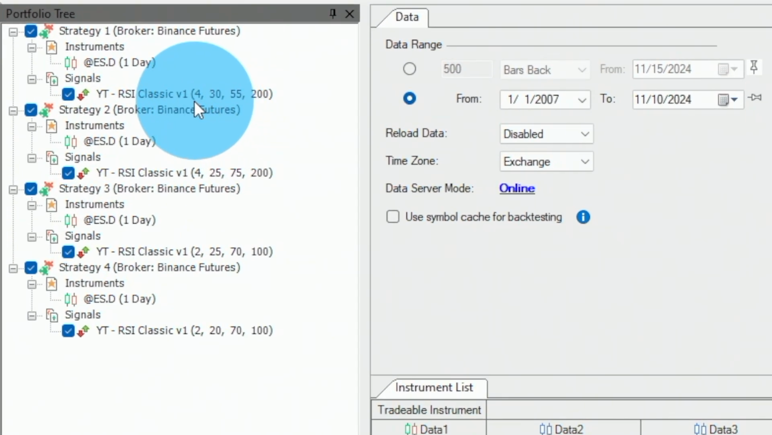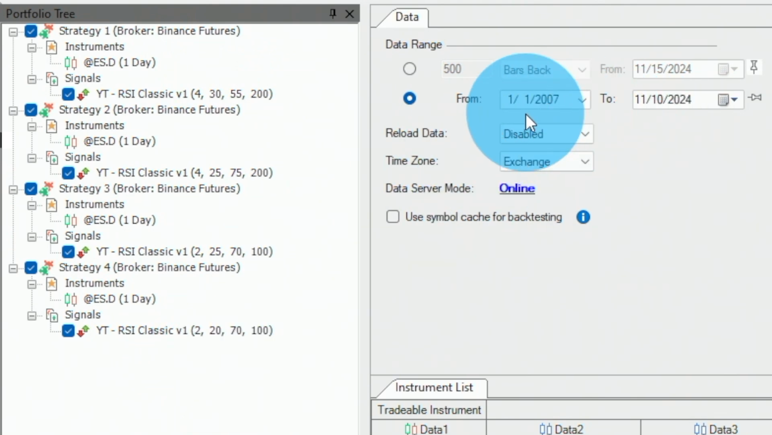So you see strategy 1, the lookback of 4: entry when the RSI 4 goes below 30, exit when it is above 55, if the price is above the 200-day moving average. Next strategy, again, if the price is above the 200-day moving average and the RSI 4 goes below 25, we enter. We exit when the RSI is above 75. Then RSI 2 with an entry below 25, exit above 70. Filter is SMA 100. And then the last one, RSI 2, entry below 20, exit above 70. Filter is the SMA 100. 4 simple strategies, no profit target, no stop loss.